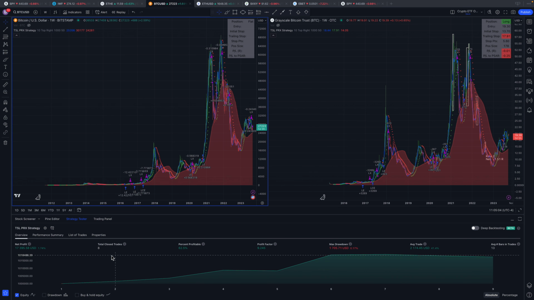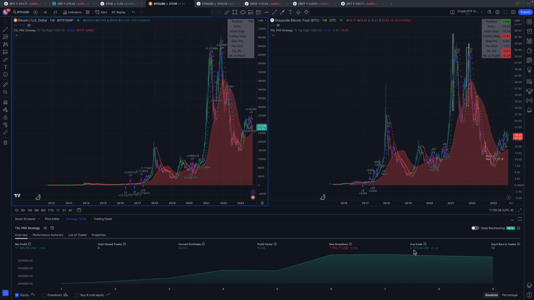So let's take a look at our stats now for Bitcoin before we jump back to GBTC. We have 17.4 net profit on 8 trades, 62% profitability, profit factor of 9.2, very high. Again, a very low max drawdown, minus 1.7, and our expectancy is 2.17, very high expectancy.